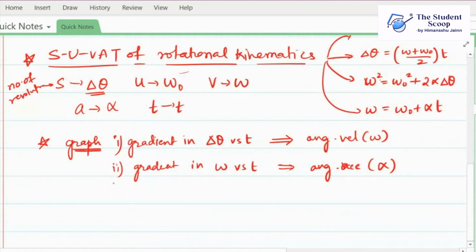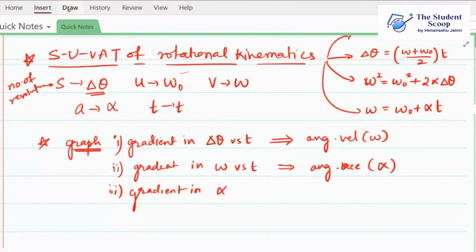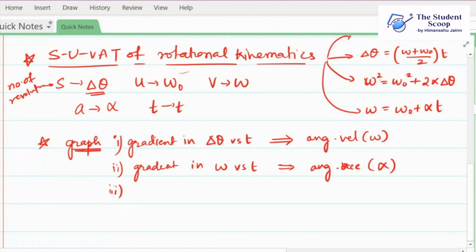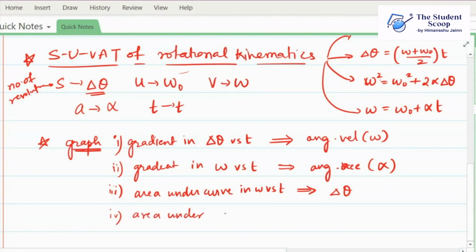Another relationship is necessary. If we take the area under the curve in the omega versus t graph, that will give you the change in angular displacement. And the area under the curve in the alpha versus t graph will give you the change in angular velocity, that is final minus initial.